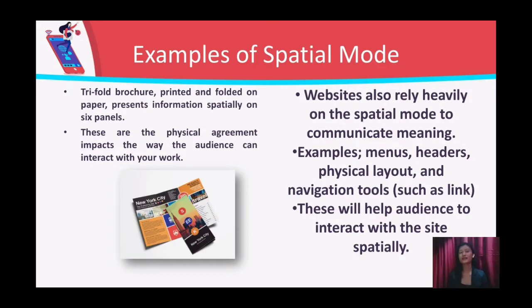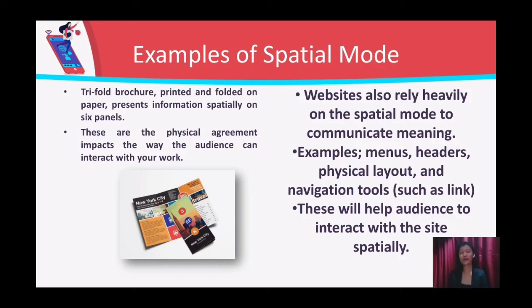So just like the university's brochure, they put all the information there for the students to be knowledgeable and aware of their university's information. For example, the tuition every sem, the courses they offered, and the background of their school. So why is this an example of spatial mode? It is because this is the physical arrangement that impacts the way the audience can interact with their works.